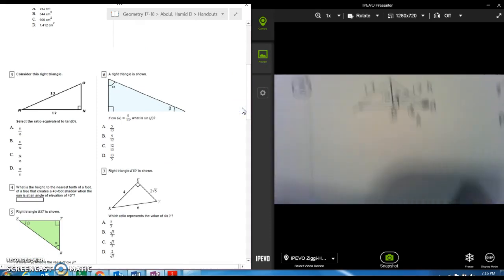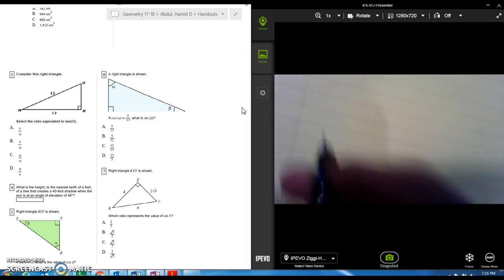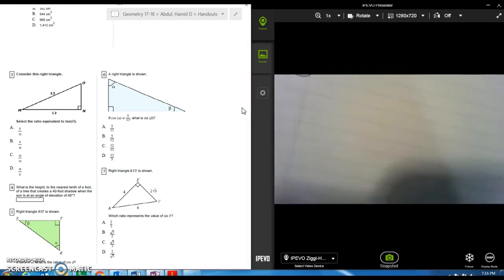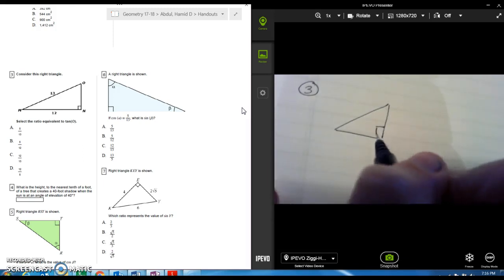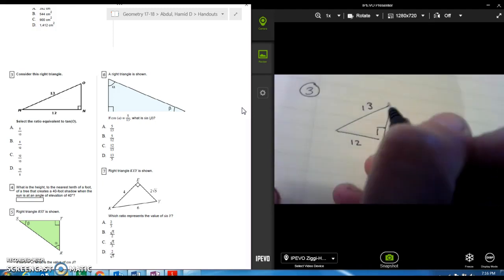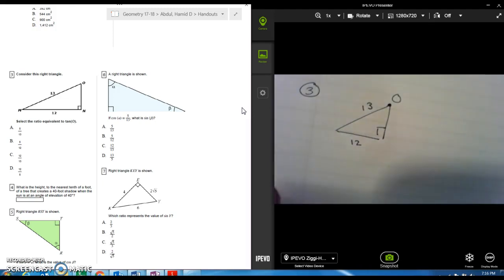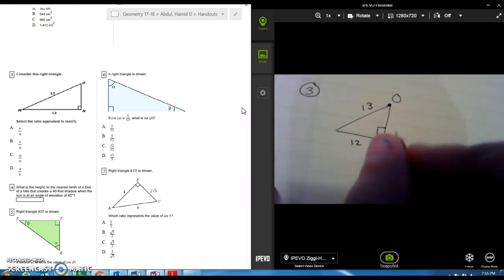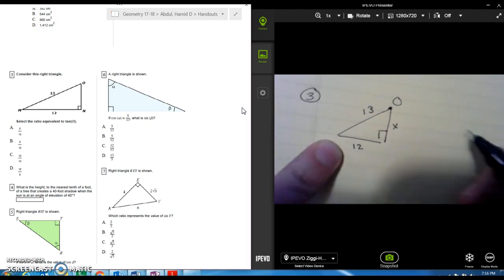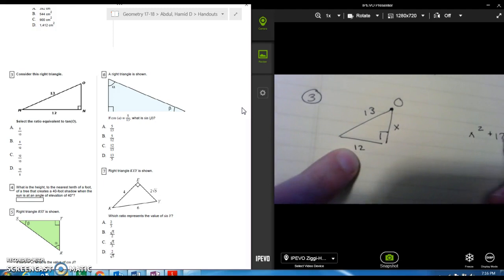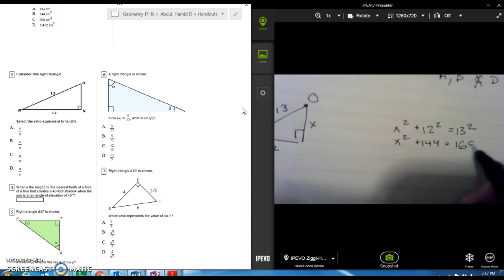Number 3 is a nice straightforward problem. It's just asking you what is equivalent to tangent of O. So tangent is opposite over adjacent. O is up here. Once again, they didn't give me this side, and I could figure it out using the Pythagorean theorem. I need this one, x squared, plus the other leg is 12 squared equals 13 squared. Sorry. Subtract.